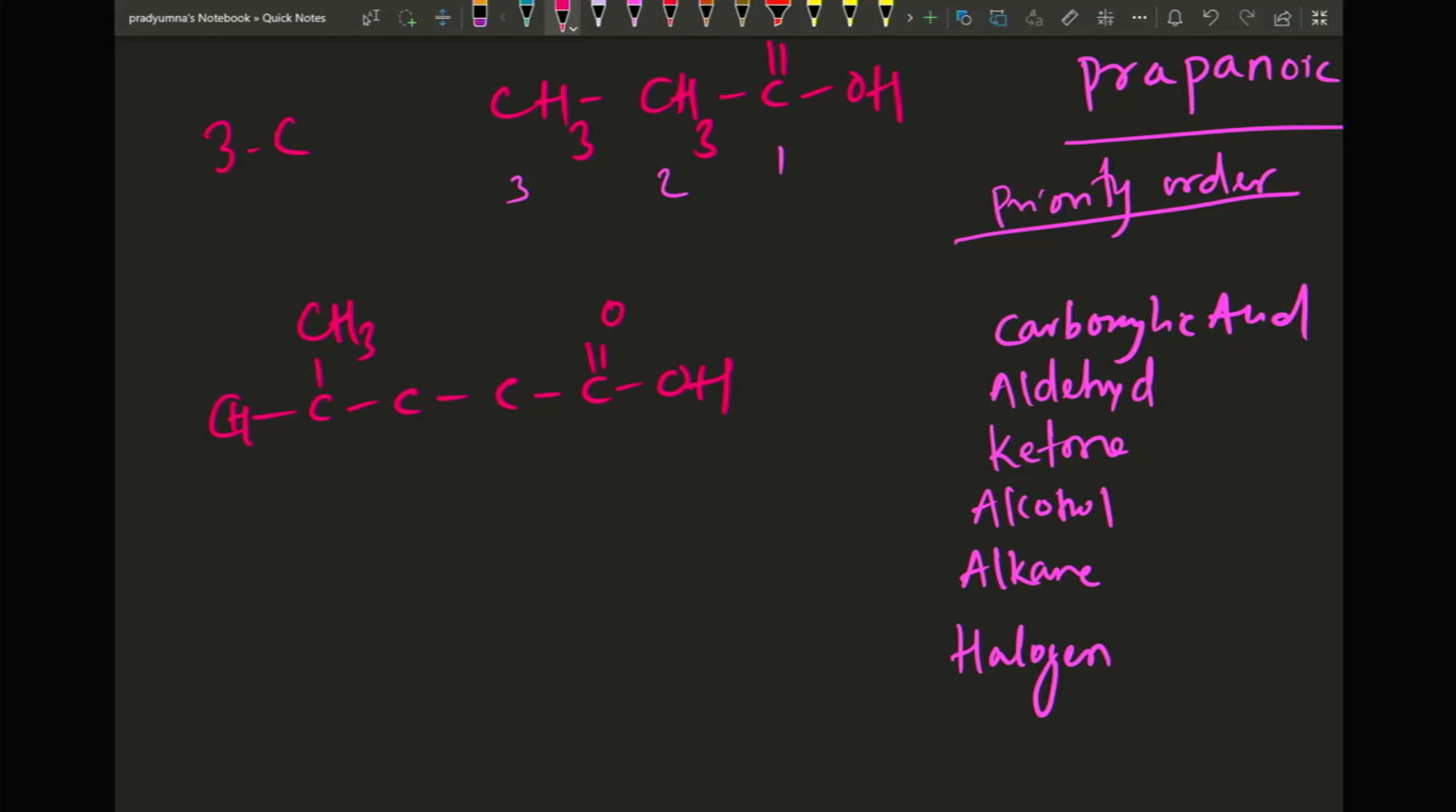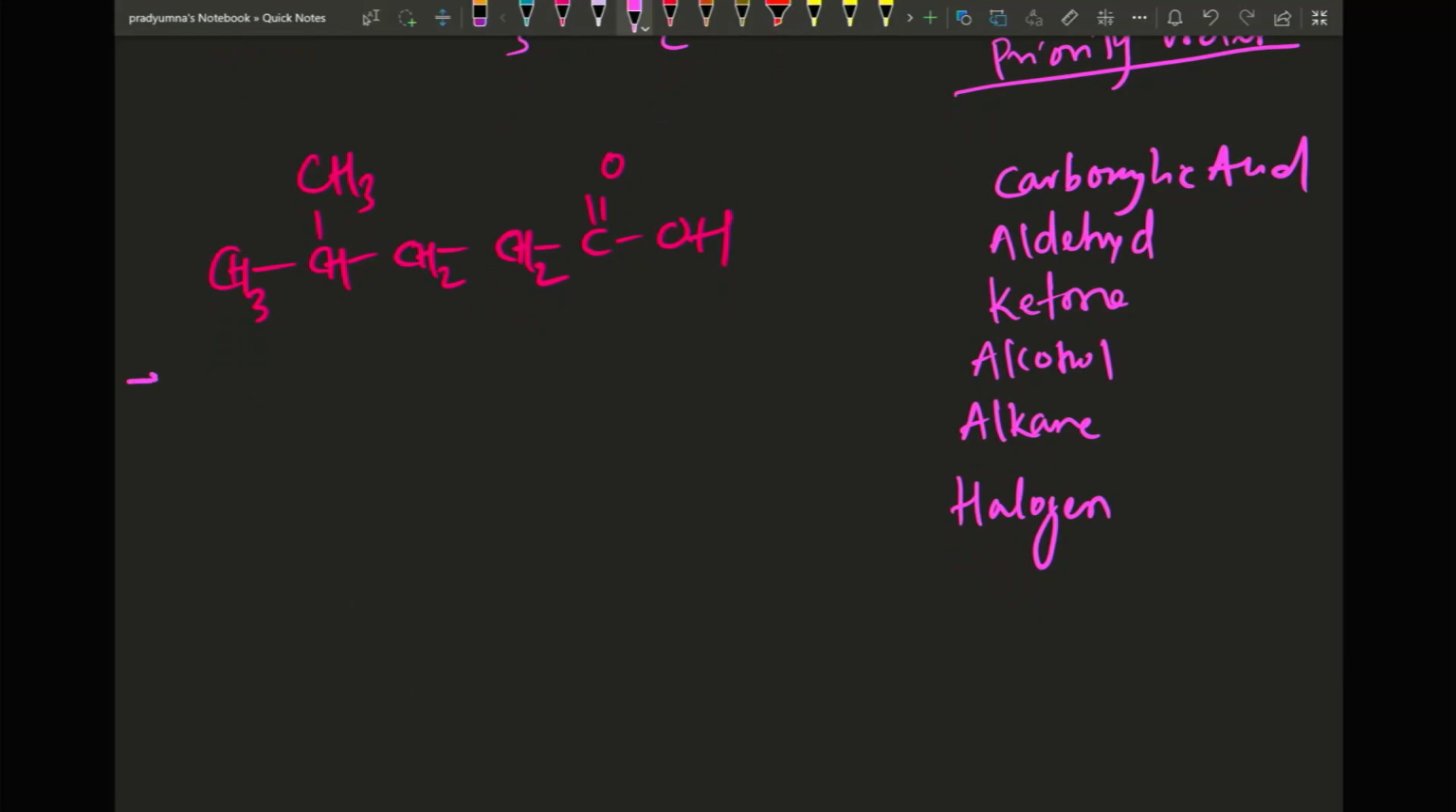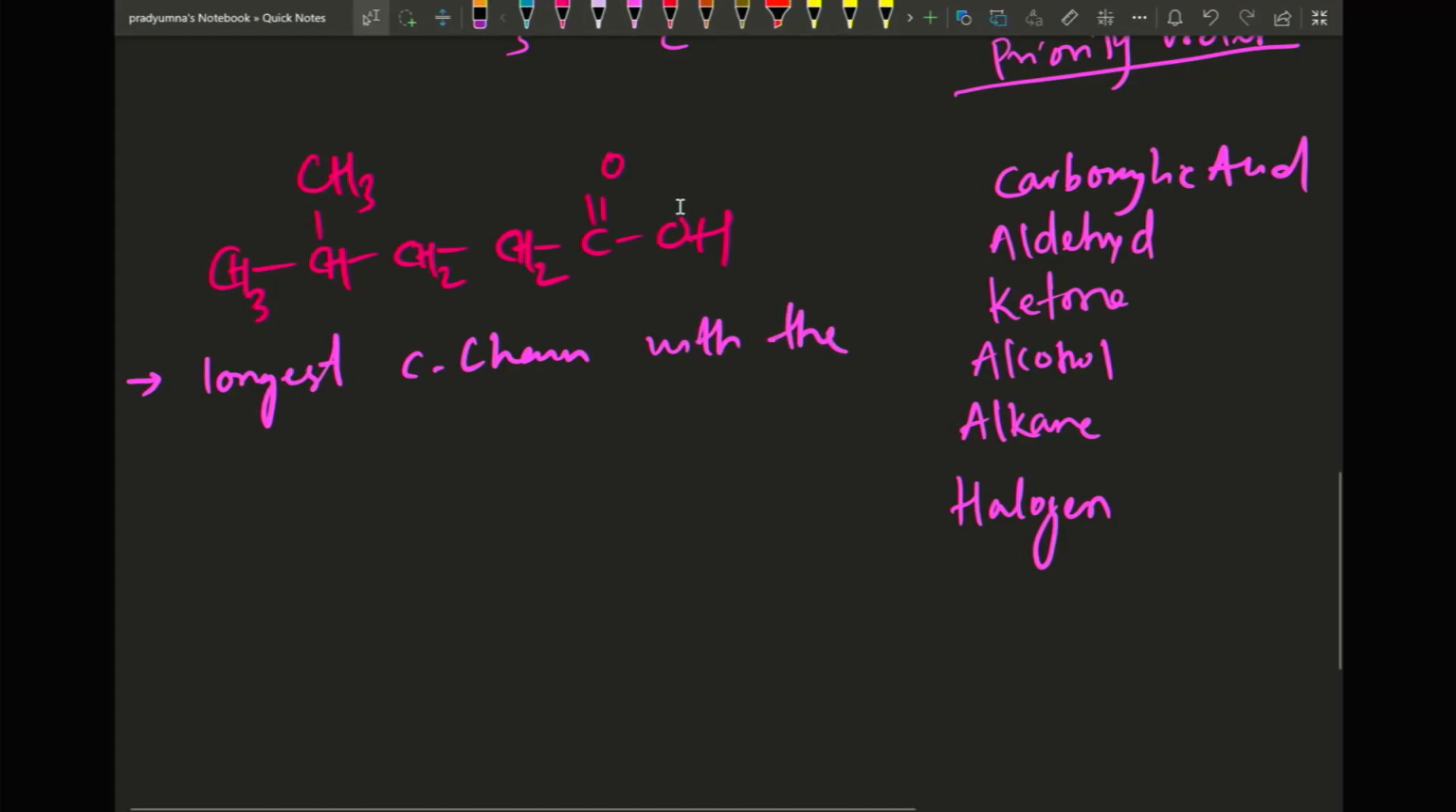So let's do something like this. I'm going to add hydrogens, H, H, H. How would you name this? First rule, find the longest carbon chain with the highest priority group. In this case, the highest priority is carboxylic acid, COOH. If you don't want to write it like this, you can write: find the longest carbon chain with the COOH.